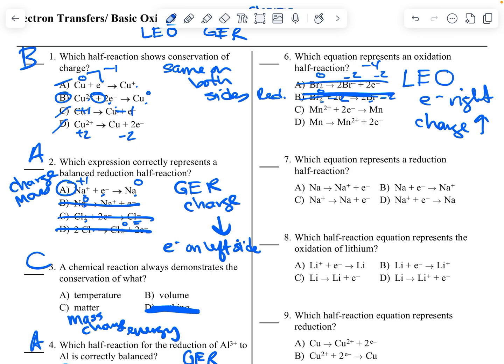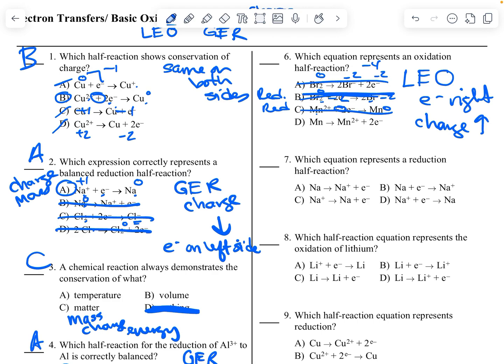In part C, manganese is balanced for mass, 1 and 1 atom, but this is +2, -2. So that would be 0, and this would be 0. So, I mean, that's balanced, but again, that's a gain of electrons. That's reduction. Our charge is going down.